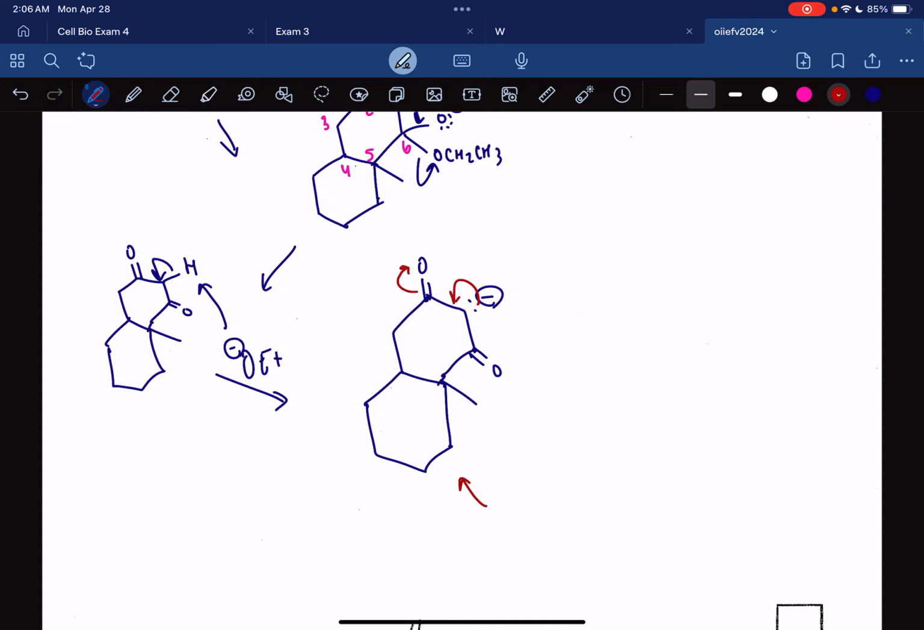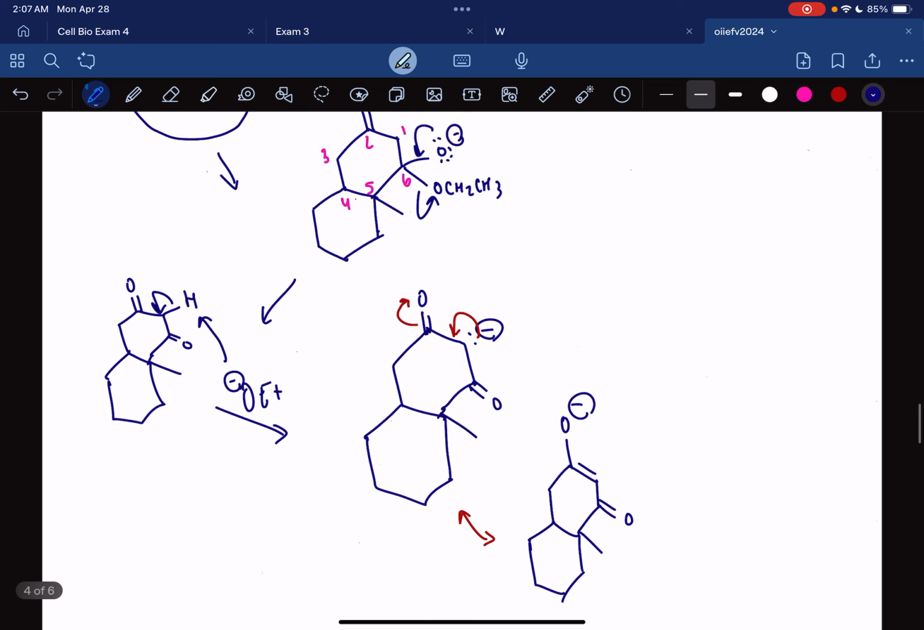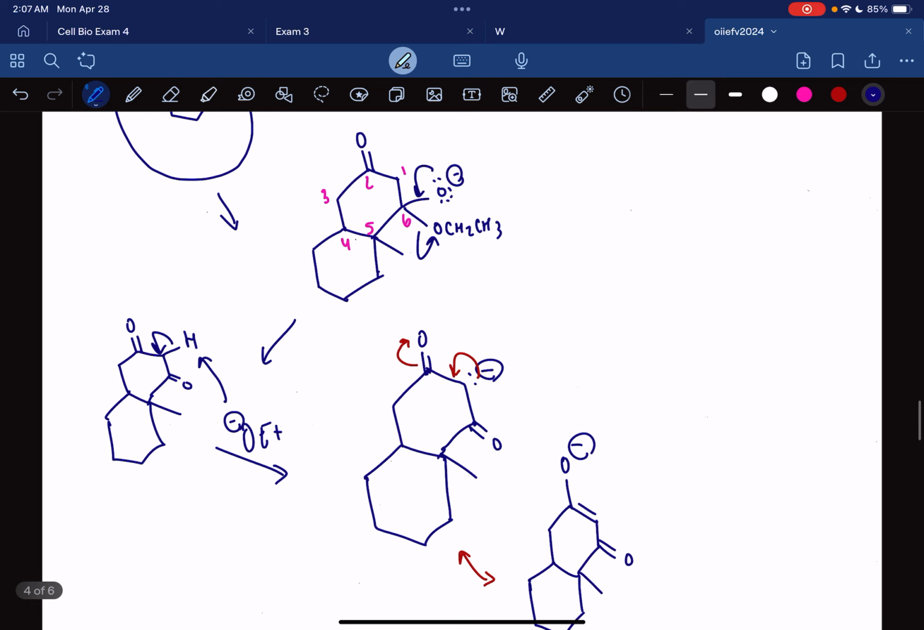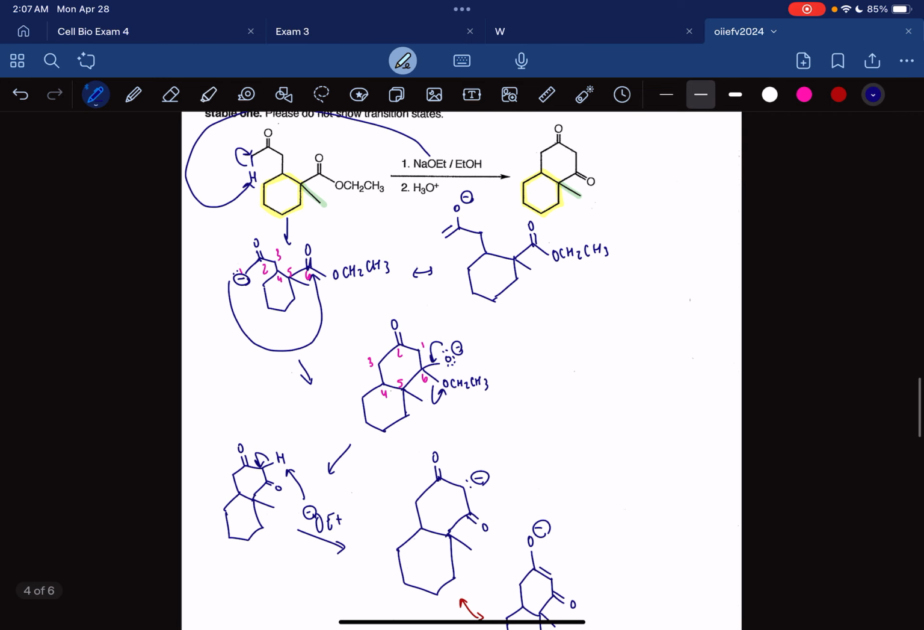So let's draw the resonance contributor now. We're going to have another intermediate like this. The methyl is there. There's a double bond and an O minus. This is just one of the resonance contributors you can show. You can draw the other one as well, but you have to show one of them to get that point. Okay, and then finally the last step is to use H3O plus to get back to this.